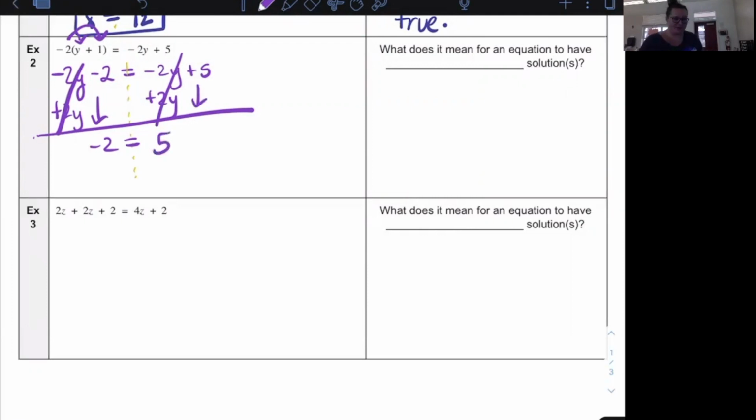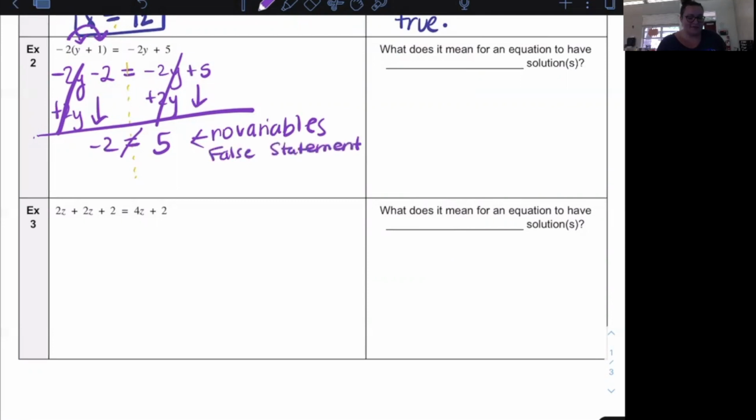Well, now I have an equation that doesn't have any variables. I just have negative 2 is equal to 5. Is that a true statement? Is negative 2 the same thing as 5? No, it's not. So this means that negative 2 is not equal to 5. Because the variable canceled and we're left with a false statement, no variables, false statement, that means that there is no solution.